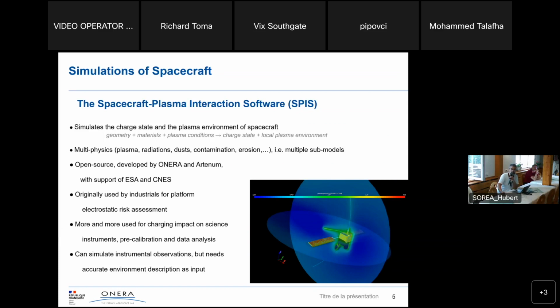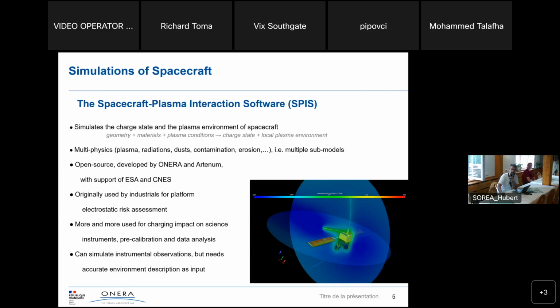It takes into account the geometry, materials, and plasma conditions, and gives the charge state and the local plasma environments. So it's a multi-physics code. You can simulate plasma, radiation, dust, contamination, erosion. There are a lot of models. It was originally developed for industrials to assess the risk of electrostatic discharge on solar panels. But it's more and more used by the scientific community to look at the impact of the charging of the spacecraft on the plasma instruments.